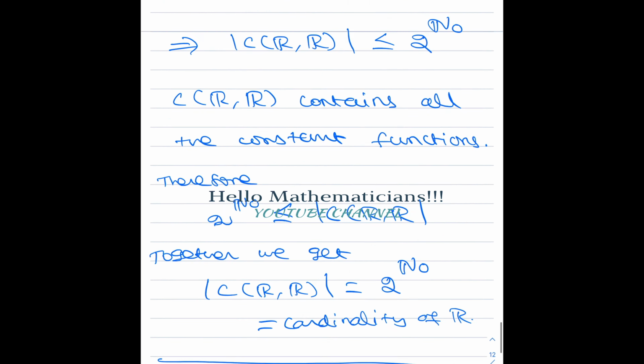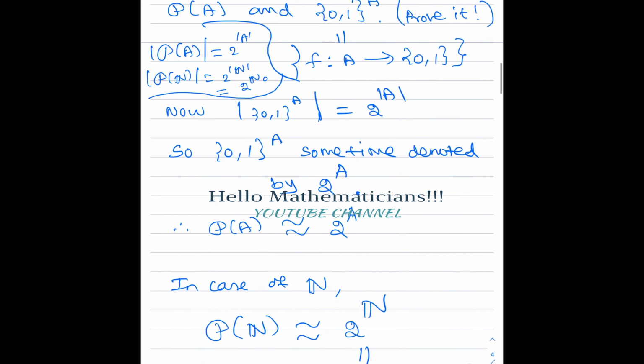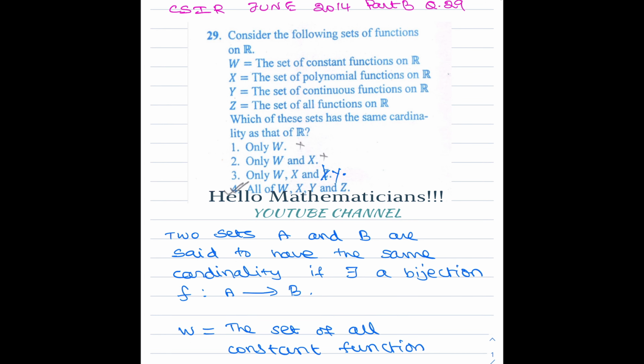So what is the correct option? There is a mistake in the problem. Option 3 is what is correct. W, X, Y: all these sets have cardinality same as R, and Z doesn't have cardinality equal to R. I hope you understand this problem.